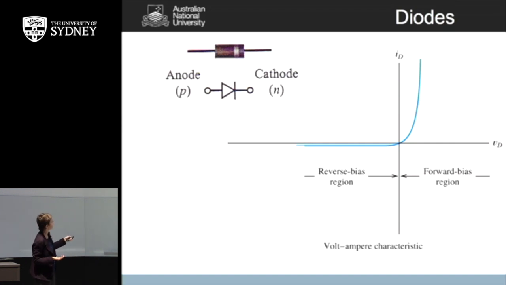So this is the current voltage curve for a diode. We have the voltage on the x-axis here and the current on the y-axis. Now a diode lets current flow in one direction. So if you take it into reverse bias, it lets basically very little current flow at all. But if you take it into forward bias, then it lets a large amount of current through. So we have an exponential kind of relationship. That's the current voltage relationship for a diode.